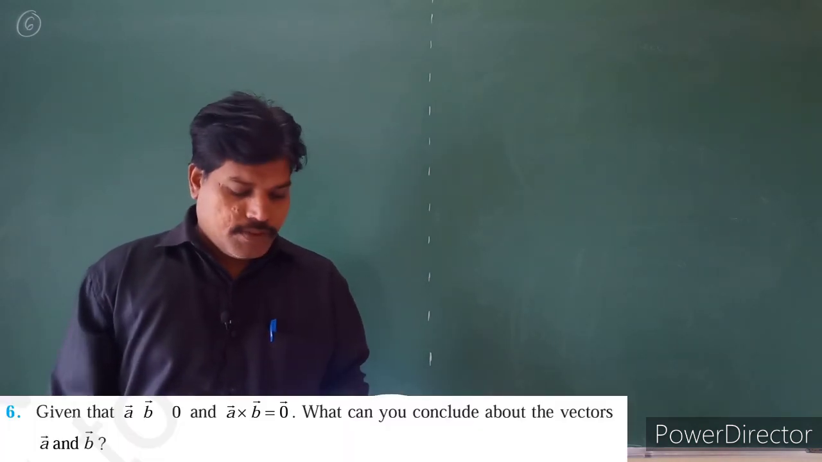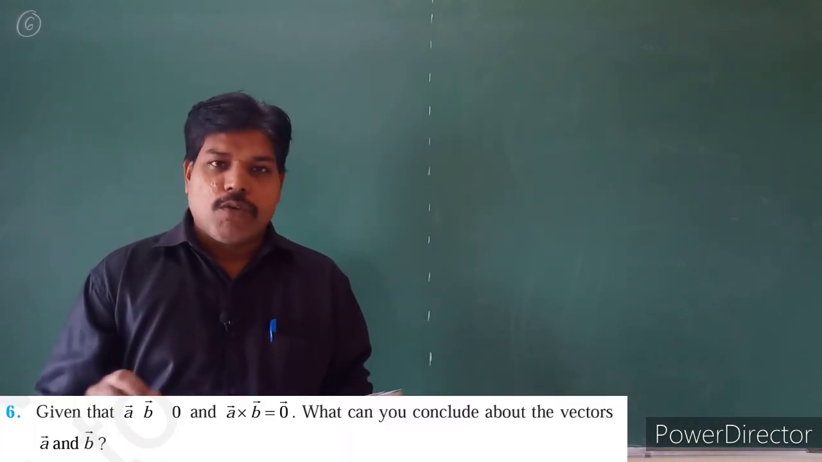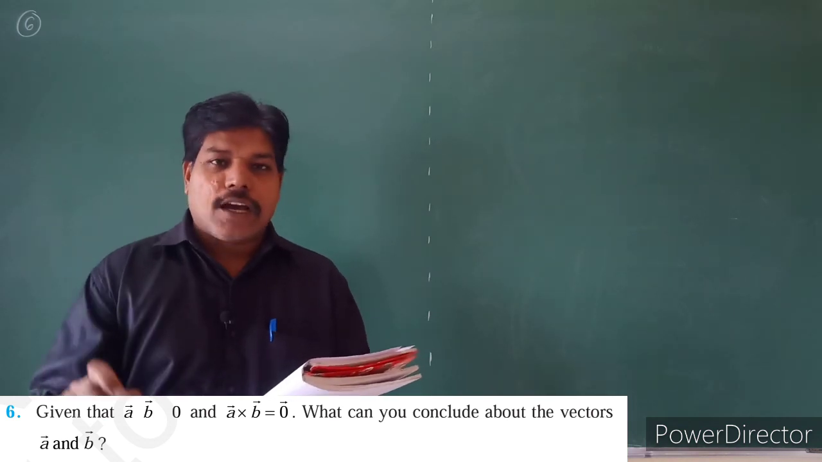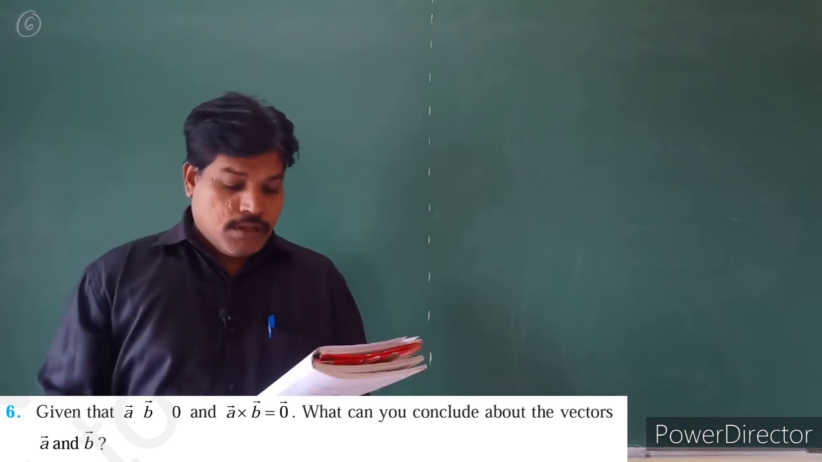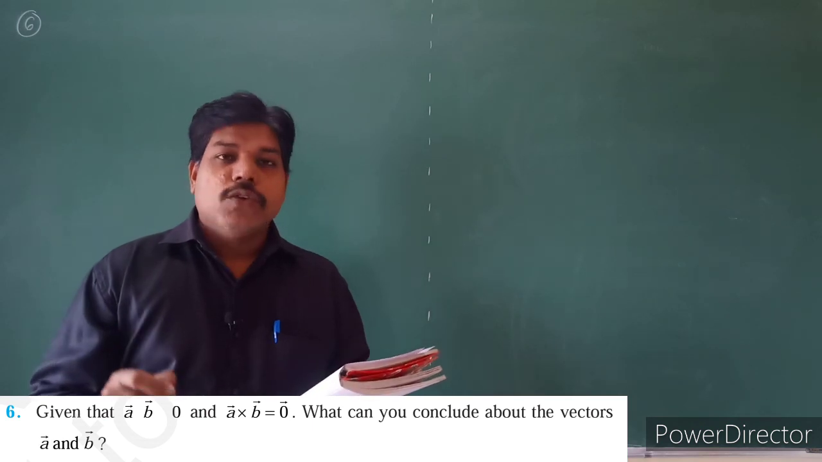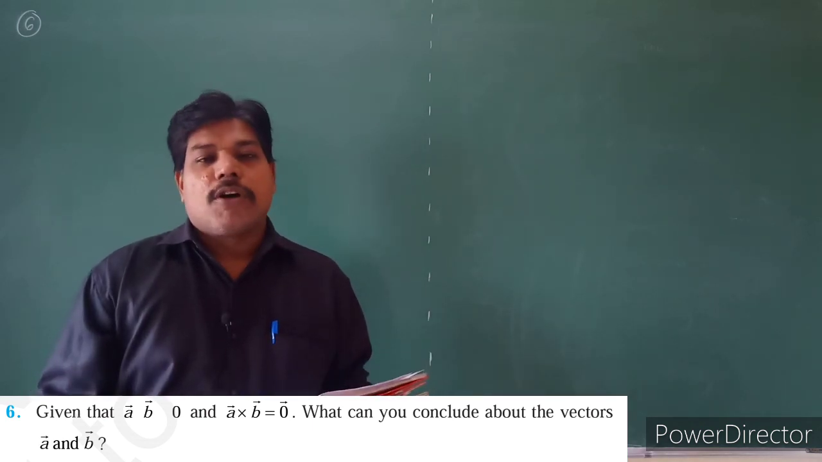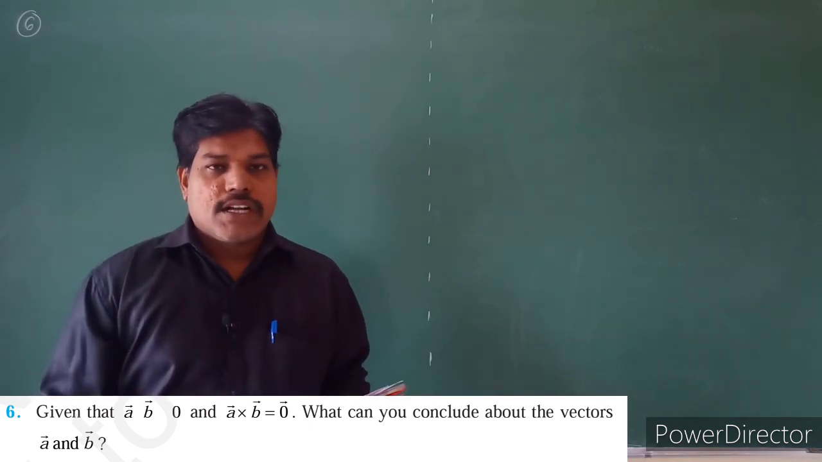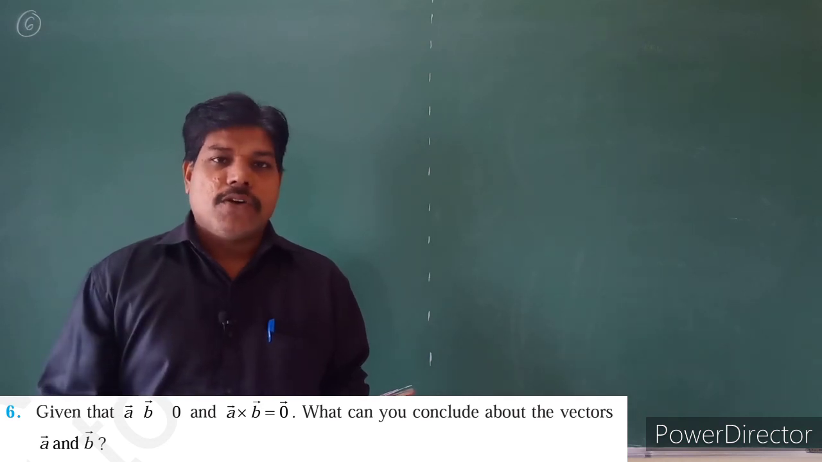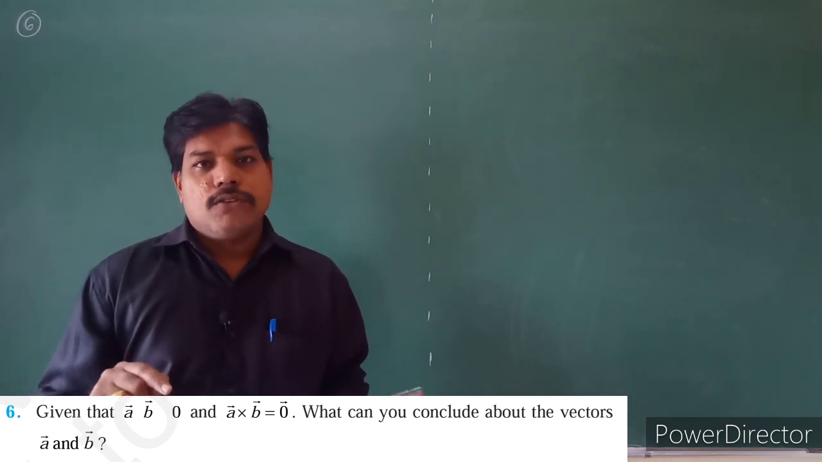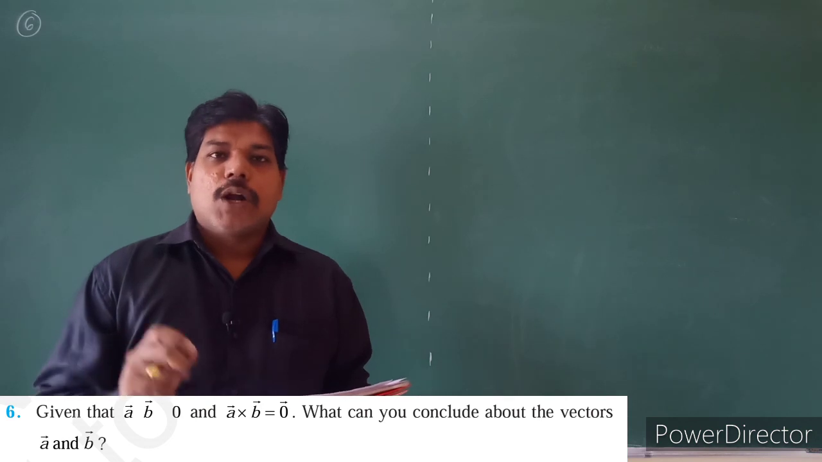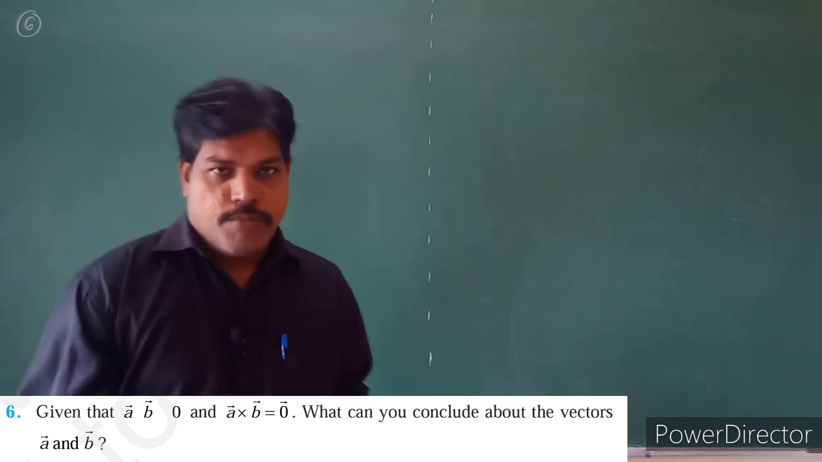Given that A dot B is equal to 0 or A cross B is equal to 0, what can you conclude about the vectors A bar and B bar? So two conditions are given. What are the conditions? A dot B is equal to 0 or A cross B is equal to 0. So they are asking what we can conclude about the vectors A bar and B bar.